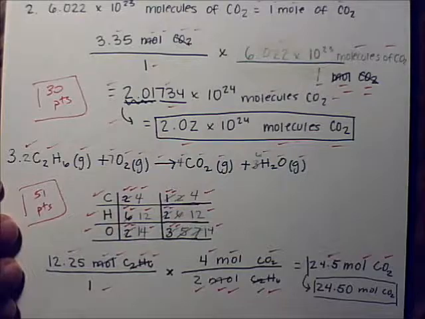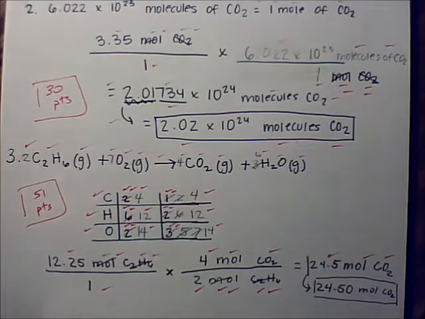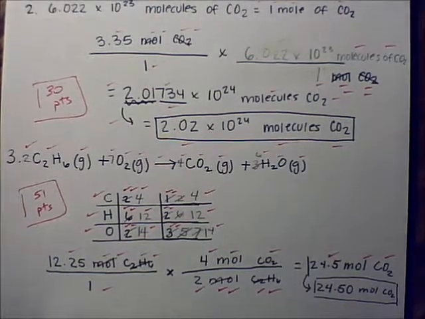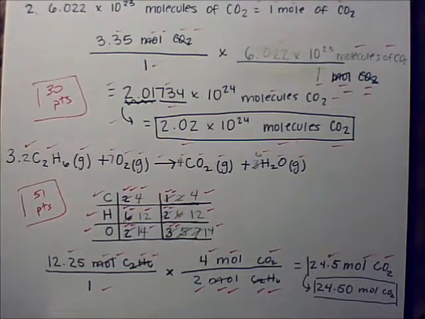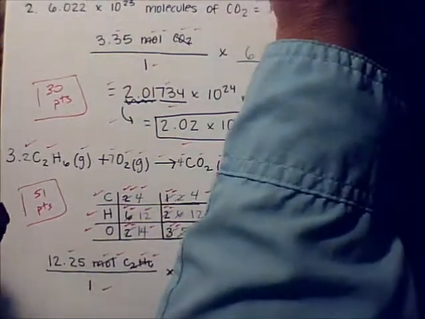51 points. Okay? So that's a total of how much? 51 and 30 is 81 plus 22. What did you say? 103? Okay, 103. Total for everything.